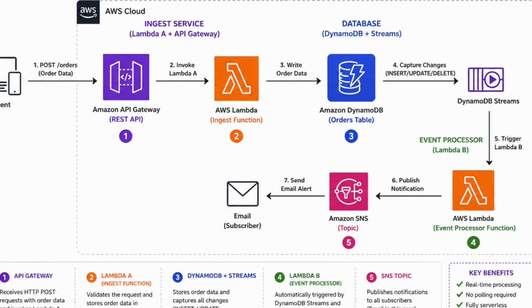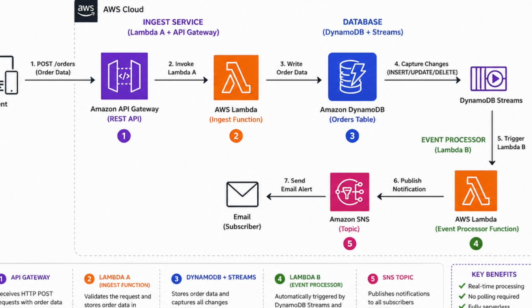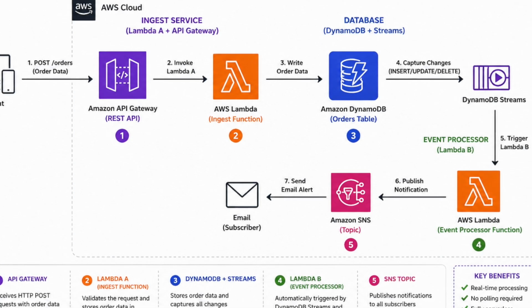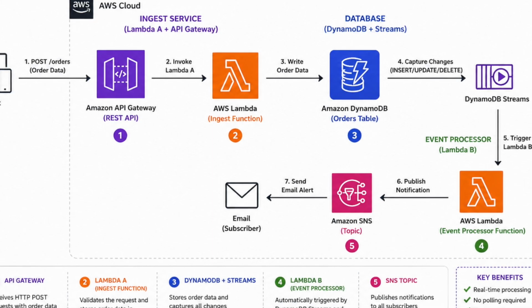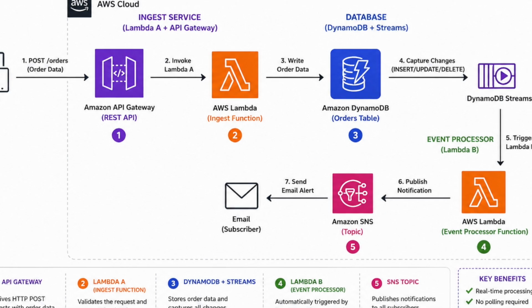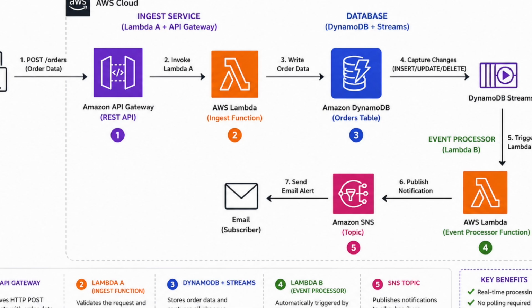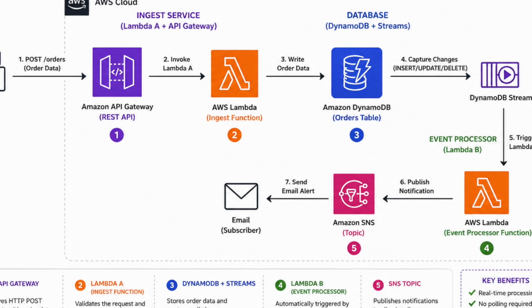Those stream events will automatically trigger a second event processor Lambda, which then tells Amazon SNS to fire off an instant email alert to our subscribers, to our email address. It's a perfect hands-on example of how AWS serverless components seamlessly talk to each other. Grab a coffee, open up your AWS console, and let us jump right in.